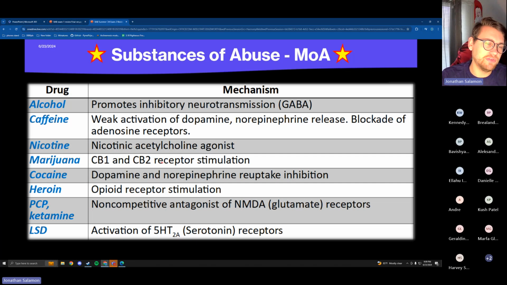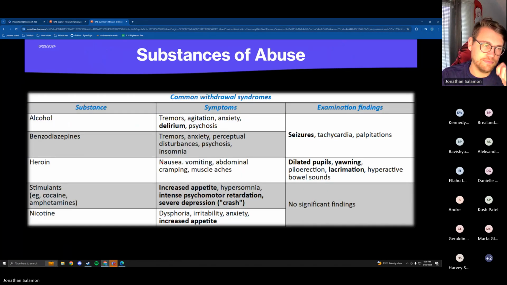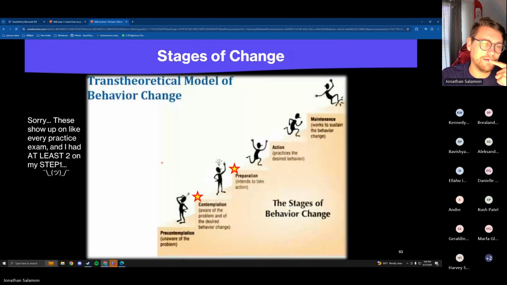Know all the mechanisms of action for all of these. If you know what the drug does, you should know what the withdrawal is. I put this in here because he put it on his slides, and I doubt he'll ask you to know anything that's not on here.